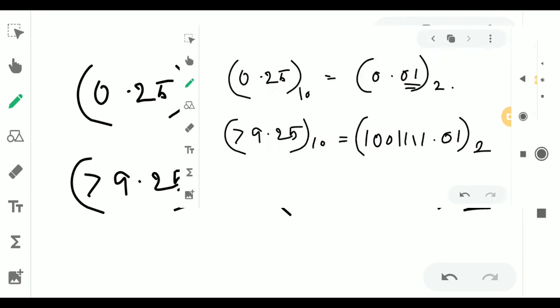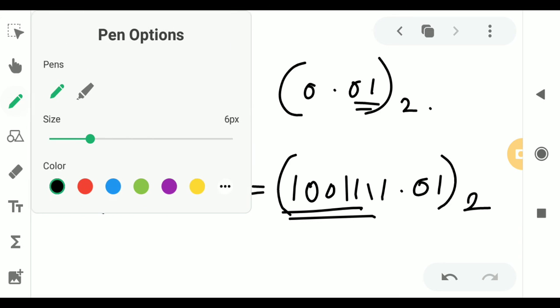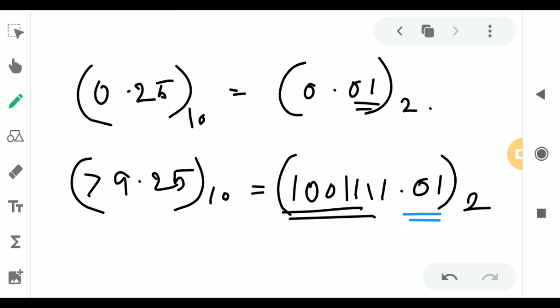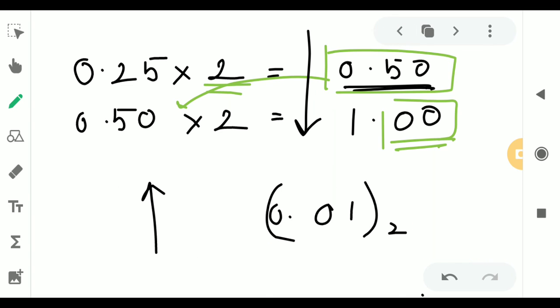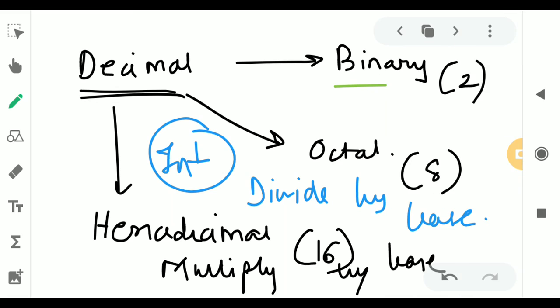So this is how you convert a decimal number into a binary number. For the integer part, deal with it separately. For the fractional part, deal with it separately. For the integer part, divide by base. For the fractional part, multiply by base. And it's universal for any number system when we have to convert from decimal to any other number system. From decimal to any number system, just divide the integer by base and multiply the fractional part by base.